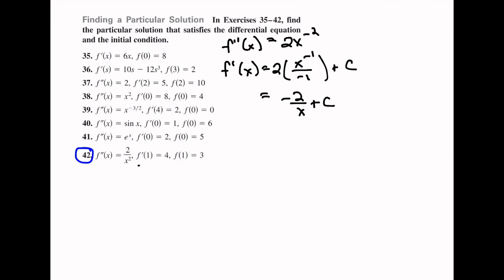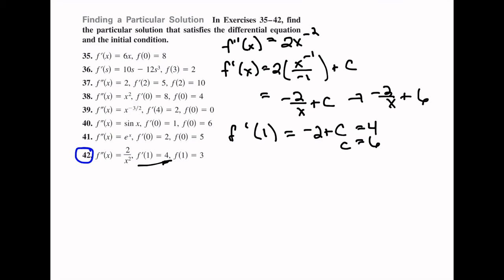Now we know that f prime of 1 means we're going to have negative 2 over 1 plus c has to be equal to 4, because that's what they say. So that gives us c equals 6. And then let's put that into f prime. Negative 2 over x plus 6. But to find my next function up, I'm probably going to want to think about this as negative 2x to the negative first.